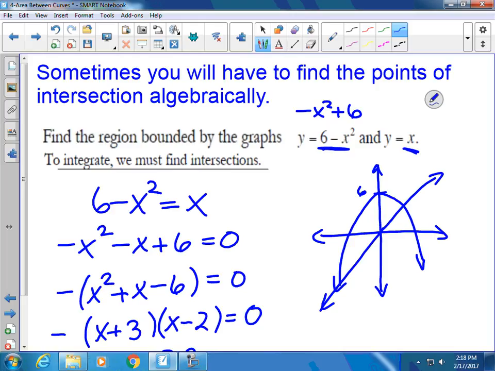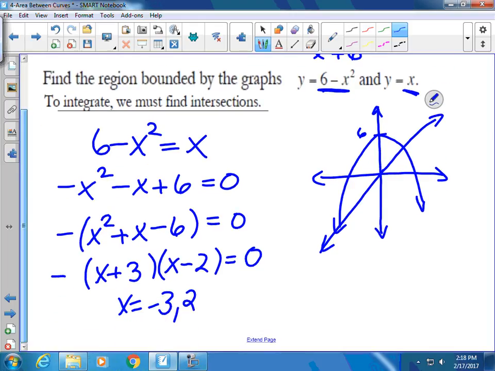So when we found our points of intersection, where x equals negative 3 and 2, this basically would coincide with negative 3 along the x-axis, and this point would coincide with 2 along the x-axis, and this would be the area that we're trying to find. And so in this case, f of x, or I'm going to call this y sub 1 and y sub 2. Y sub 1 is our upper, and y sub 2 is our lower.